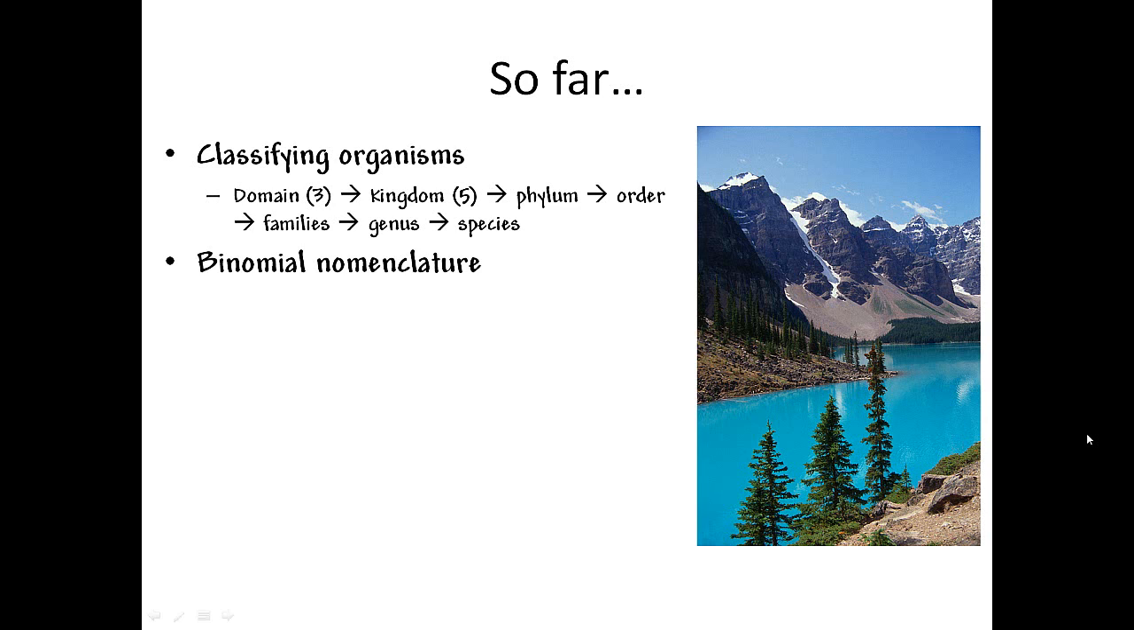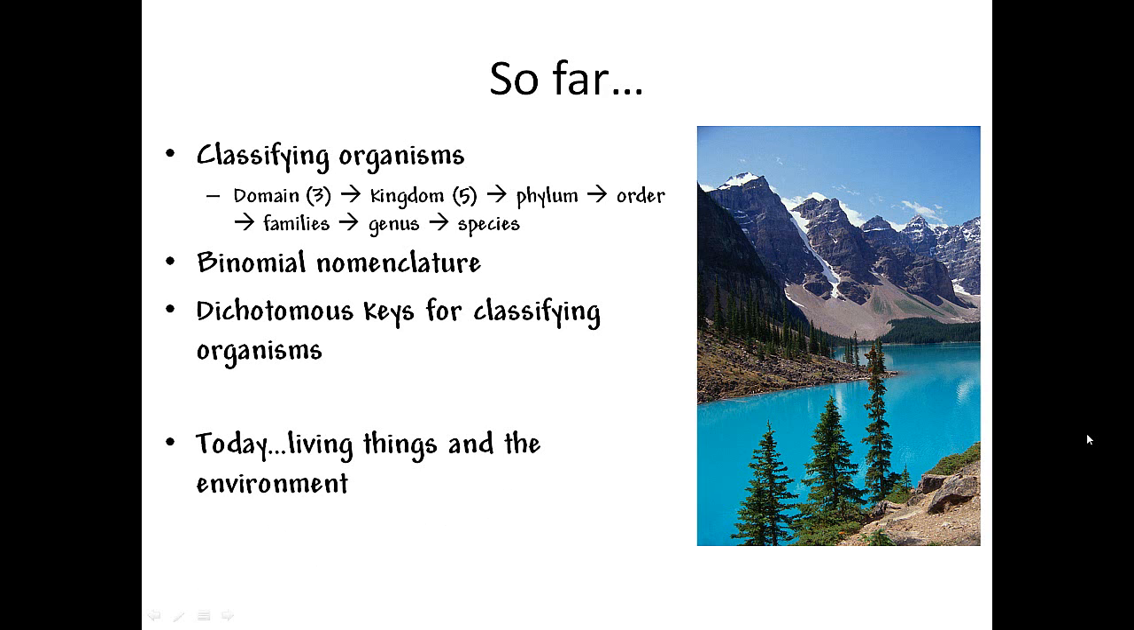We name organisms with binomial nomenclature, a 2-part name based on Latin. And then we can use dichotomous keys to help classify organisms and identify them if we don't know what they are. Today we're going to actually start looking at living things and the aspects of their environment.